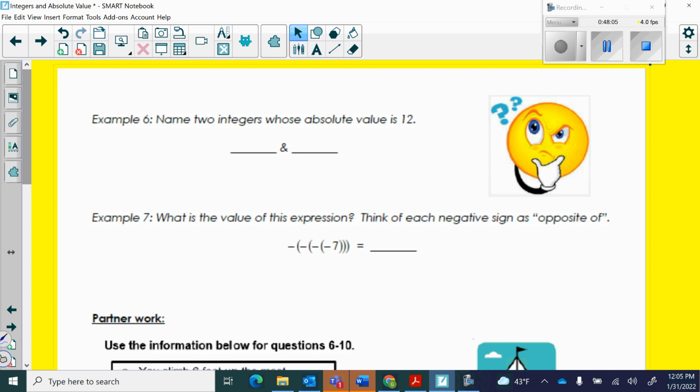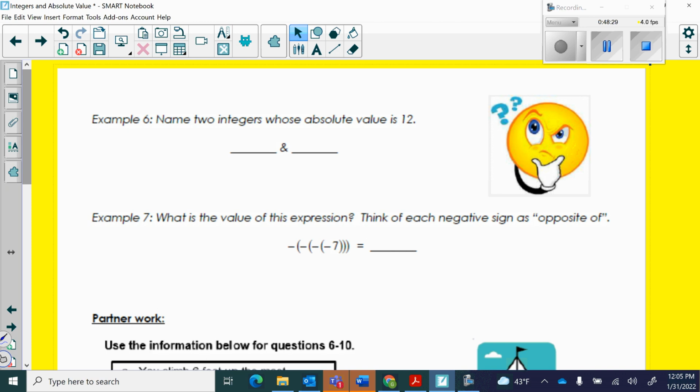Okay, name 2 integers whose absolute value is 12. Raise your hand once you think you have 2 integers whose absolute value is 12. You have it in your mind. Raise your hand when you've got it. 2 of them. Can't be just one. I need 2 integers whose absolute value is 12.